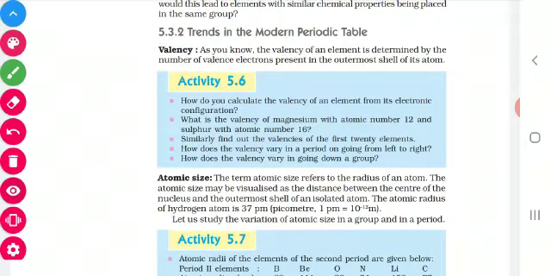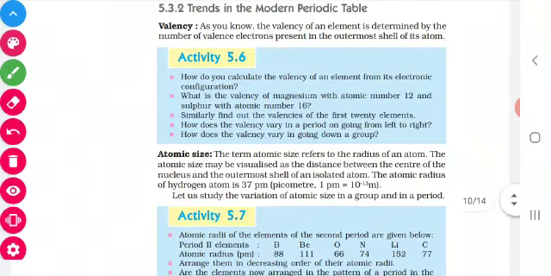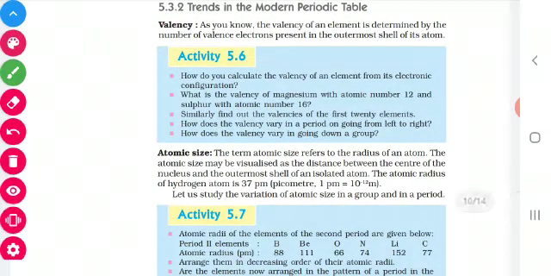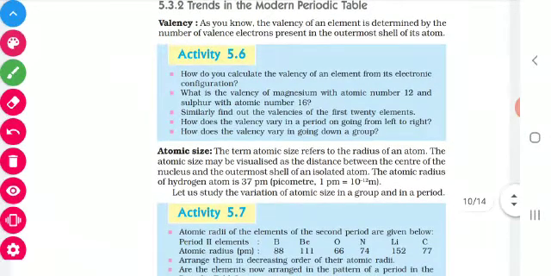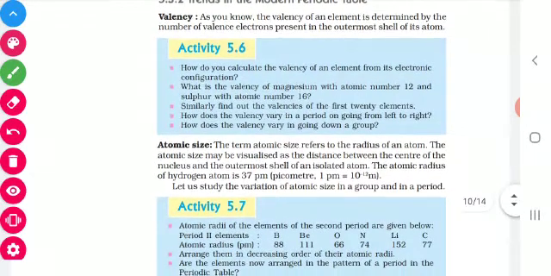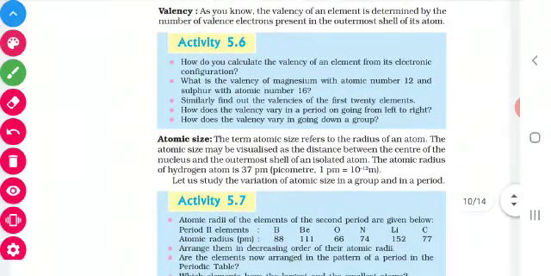So what is meant by valency, children? Valency is nothing but the number of electrons present in the outermost shell of its atom. We know that the atom consists of shells K, L, M, N. In the last class itself we have discussed that. So we have to determine the valence shell of an atom and find the number of electrons in that shell. That is called the valency.